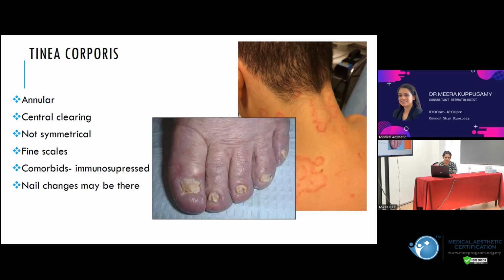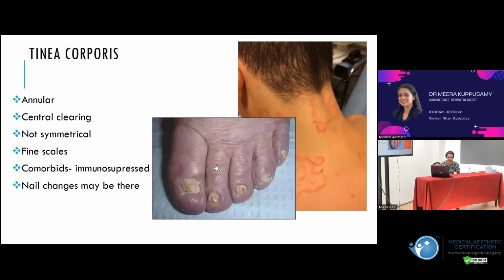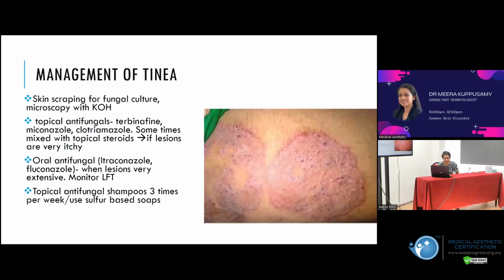You can have one or you can have multiple, and they are never symmetrical, so they'll be distributed anywhere. They have fine scales, and sometimes patients may be immunosuppressed, and they can have nail changes. These nail changes you might confuse with psoriasis of the nails, but if you culture it, you can easily diagnose.